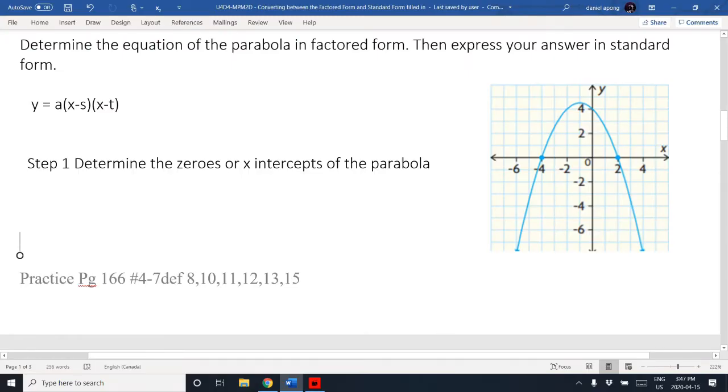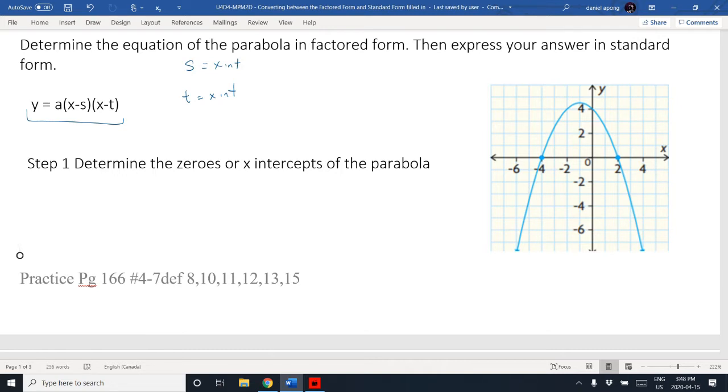So in this section here, we're going to determine the equation of the parabola in factored form, then express our answer in standard form. To do that, we're going to use the skeleton right over here of the factored form. y is equal to a bracket x minus s close bracket x minus t close bracket. Now, just so you recall, s and t are the x-intercepts. This is one x-intercept, and this is the other x-intercept. So we just have to plug those values in there, and then we'll be able to start solving it.